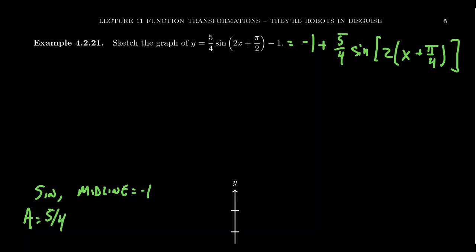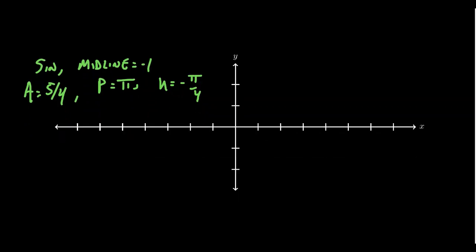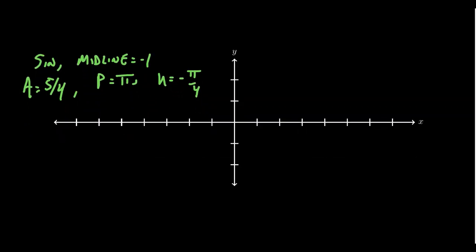And then we see that the period is going to be 2 pi divided by 2. So it's going to be a pi. And then finally, there's this horizontal shift of h by -π/4. It's just gonna be a shift to the left. So now with this information, let's graph our function here.